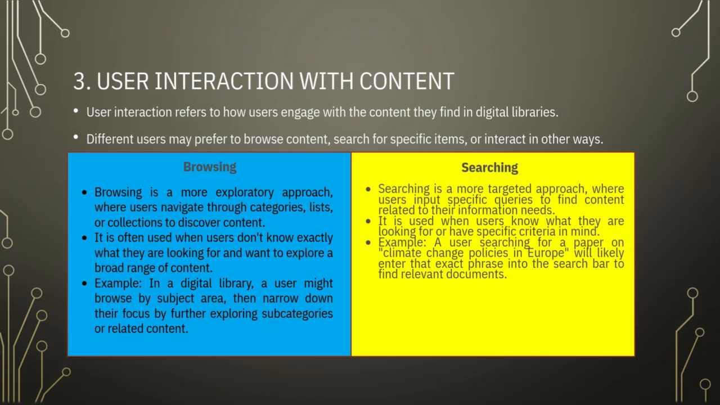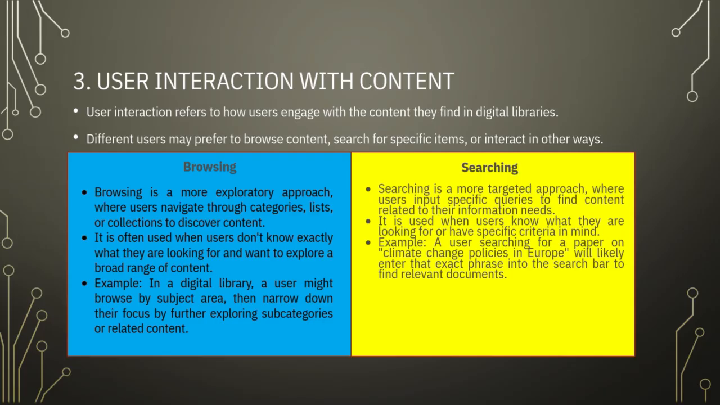Searching, in contrast, is a more targeted interaction method. It is used when users have a clear information need or specific criteria in mind. For example, a user accessing a public library digital catalog may search for a specific phrase such as climate change policies in Europe or financial assistance programs. In this case, the user expects precise and relevant results based on the entered query. Searching is often preferred by users who are time-sensitive, such as students completing assignments or adults seeking specific information.